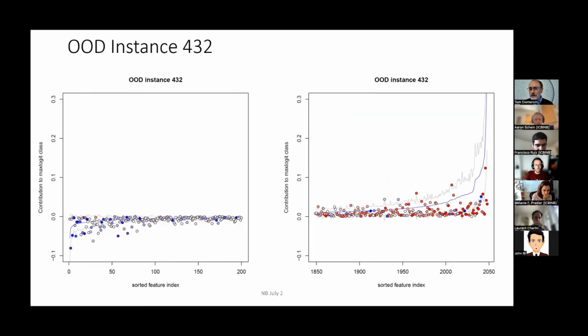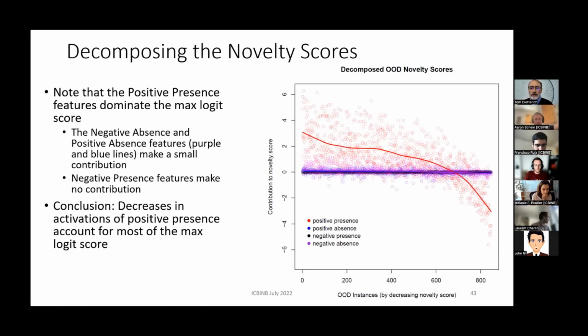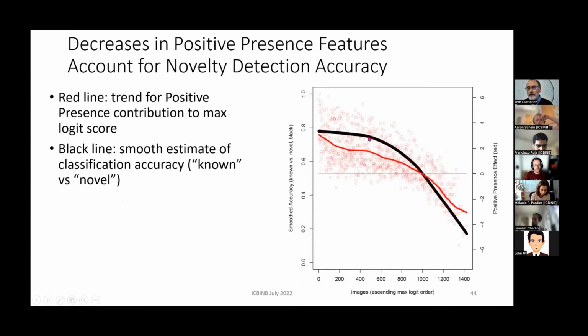And we see the same thing with other images. We can summarize that by adding up all of the contributions of these positive presence features, and the same for each of the 3 other kinds. Now sorting them by their max logit scores, the effect of those positive presence features is the main thing that we see. And if we compare that to the accuracy of the anomaly detection, these track each other really well. The decrease in activation of these positive presence features basically explains the anomaly score.